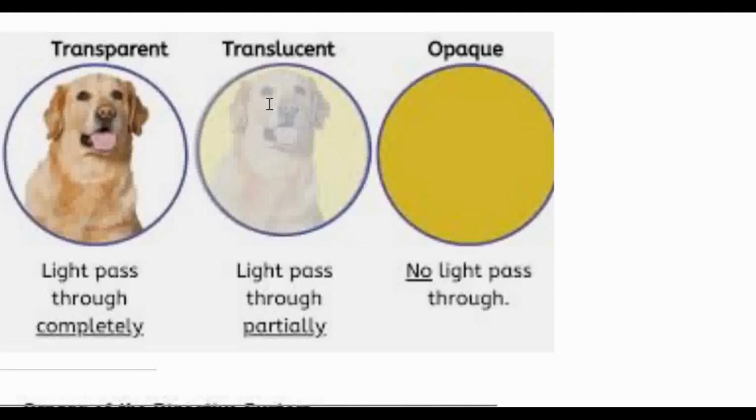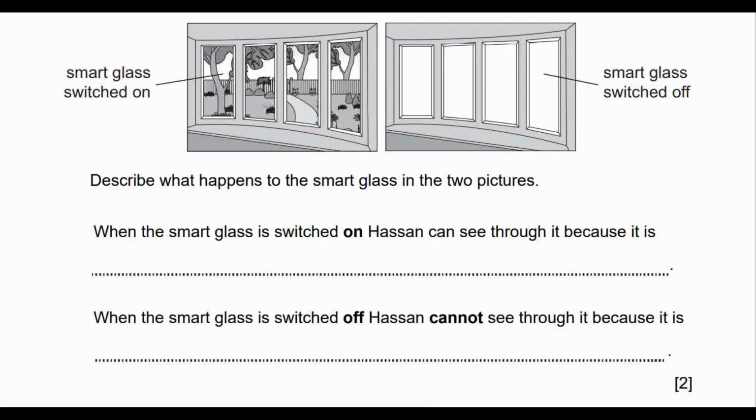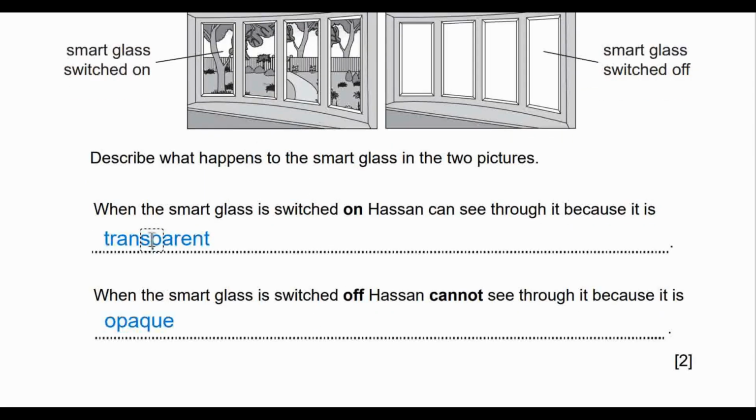And translucent means light passes through partially. And opaque means no light passes through. So this is the property of material. It can be divided into three categories: transparent, translucent, or opaque. So let's type that down in the answers. So this is our answer: transparent and opaque.